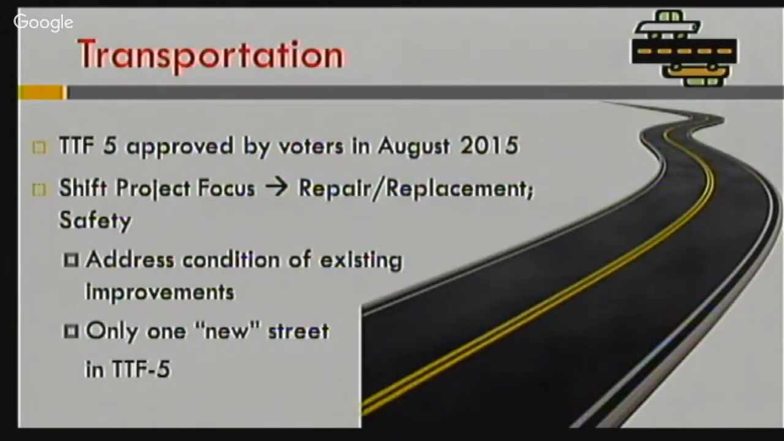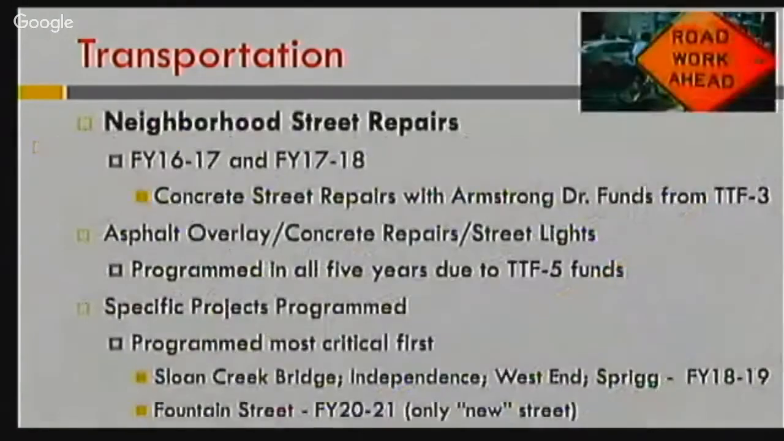Going forward, we're moving forward with our TTF 5 funds. TTF has a new focus than other TTFs did. We're actually looking at a lot more maintenance projects. We only have one new road in TTF 5, and that's Fountain Street. That's planned in 2021. Again, we've closed out our neighborhood street repair program. Thanks to TTF, we continue making investments into our asphalt overlay. And then some specific projects we still have programmed.